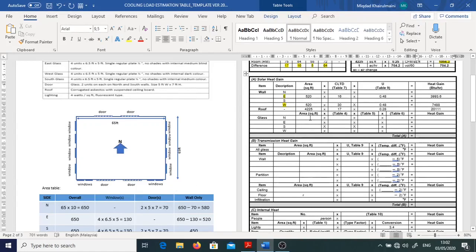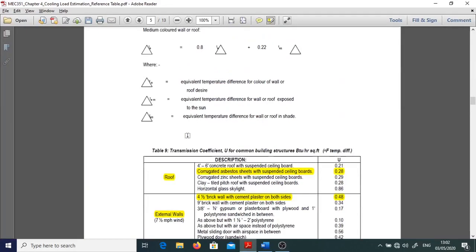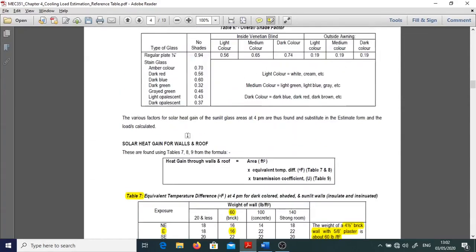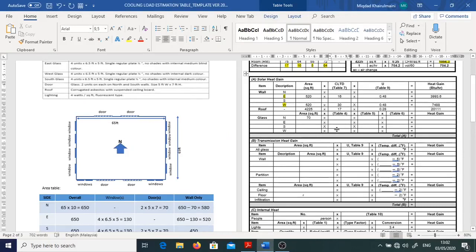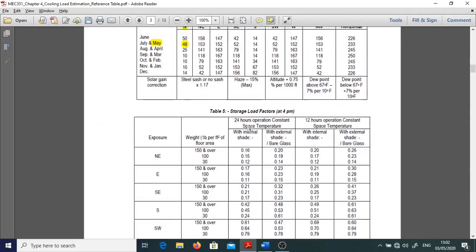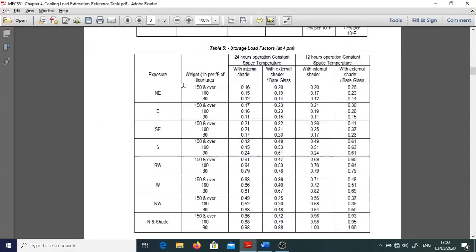On the north, our doors are glass, so the area is 70. Table 4, for the solar heat gain factor, SHGF. So we open table 4 here. Now the question asks us to calculate for the month of May, May 2020. So we look for the month first, and then we look at the exposure, north side, and we read the value 48. So here we put in 48. Next is table 5. Table 5 is the cooling load factor. For cooling load factor, we look for the exposure again, so north.